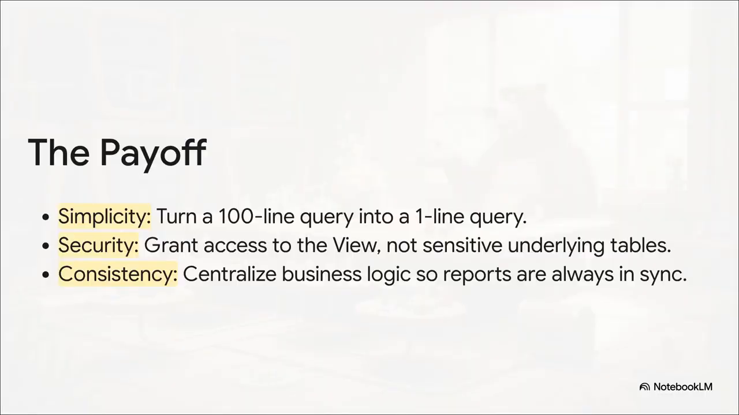So let's talk about the real payoff here. For simplicity, we're talking about turning a 100-line monster query into a clean, single line. For security, you can grant a user access to a view that shows customer names and orders, but hides sensitive columns like their home address from the underlying tables. And for consistency, you put your official total revenue calculation in one view, and then you can guarantee that the finance and marketing reports will never be out of sync again.